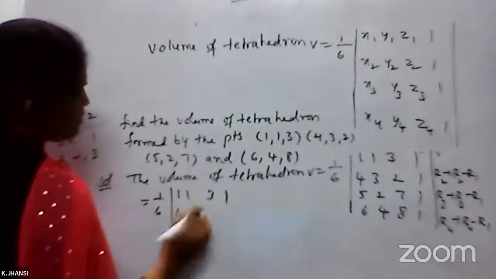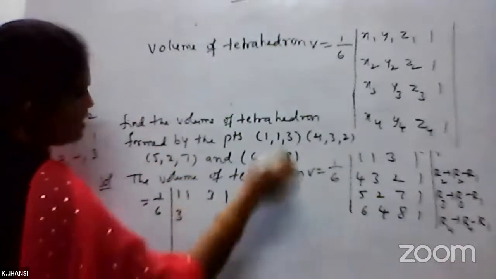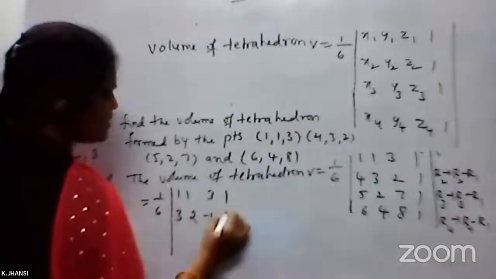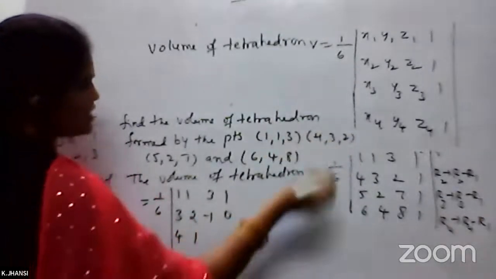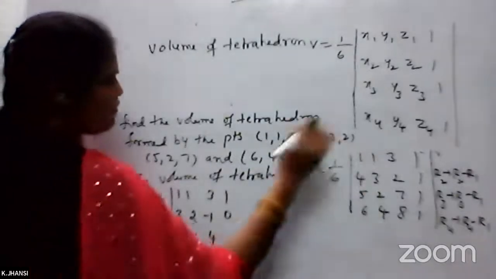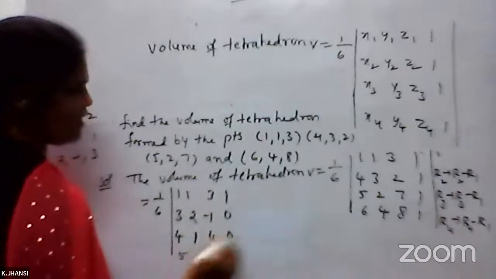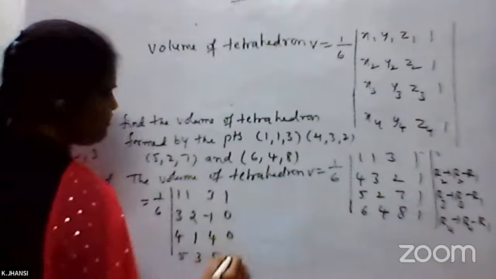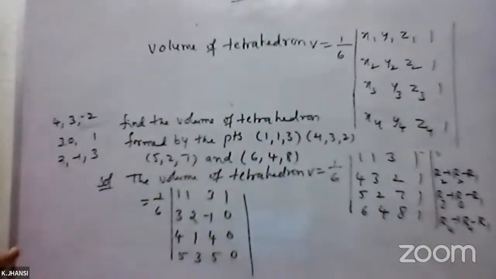Next, 4 minus 1 means 3. 3 minus 1 is 2. 2 minus 3 is minus 1. 1 minus 1 is 0. 5 minus 1 is 4. 2 minus 1 is 1. 7 minus 3 is 4. 1 minus 1 is 0. Next, 6 minus 1 is 5. 4 minus 1 is 3. 8 minus 3 is 5. 1 minus 1 is 0.